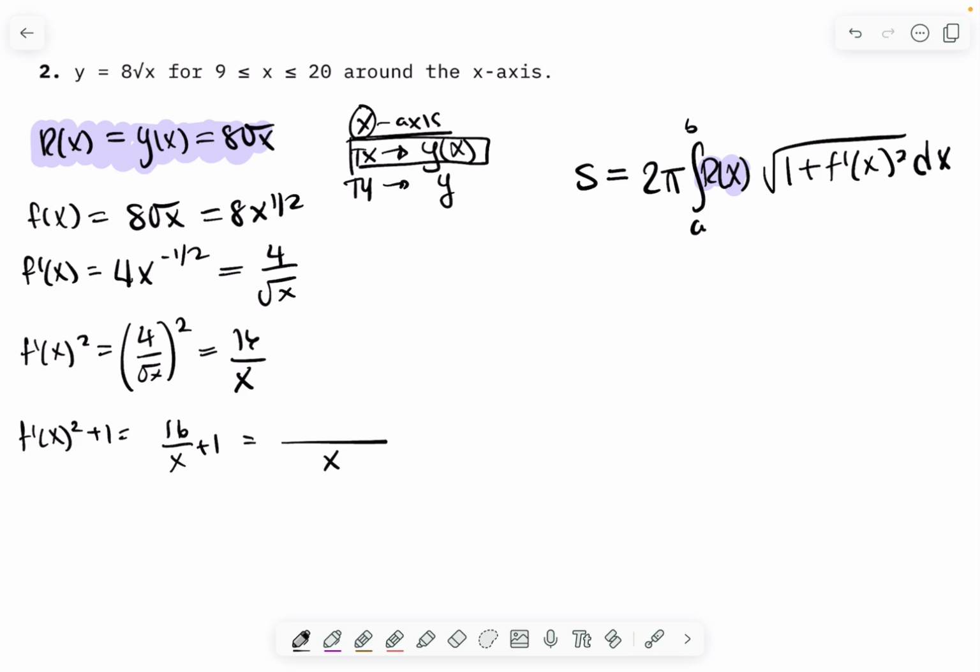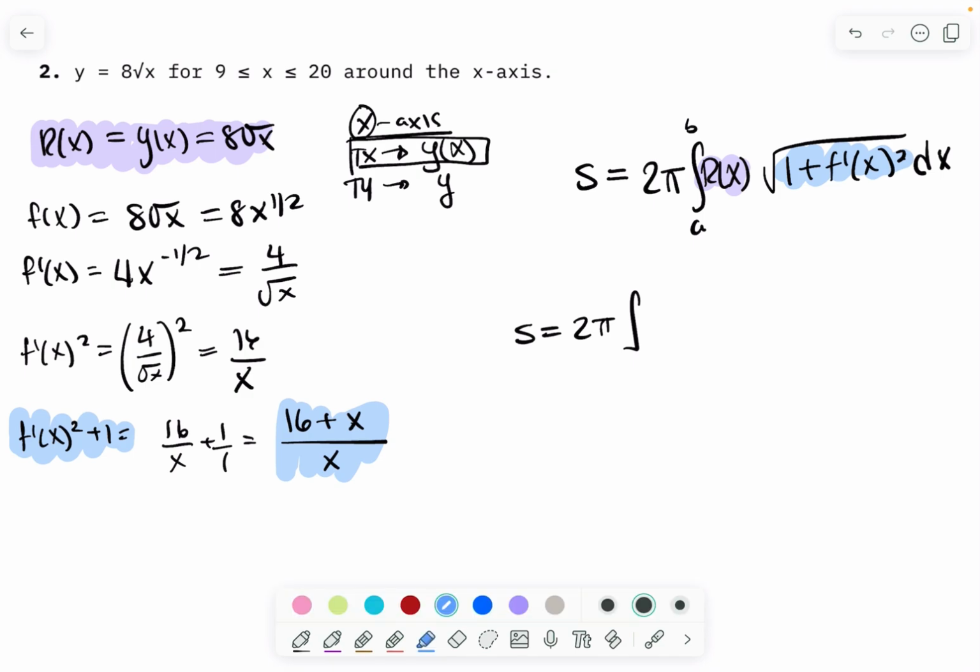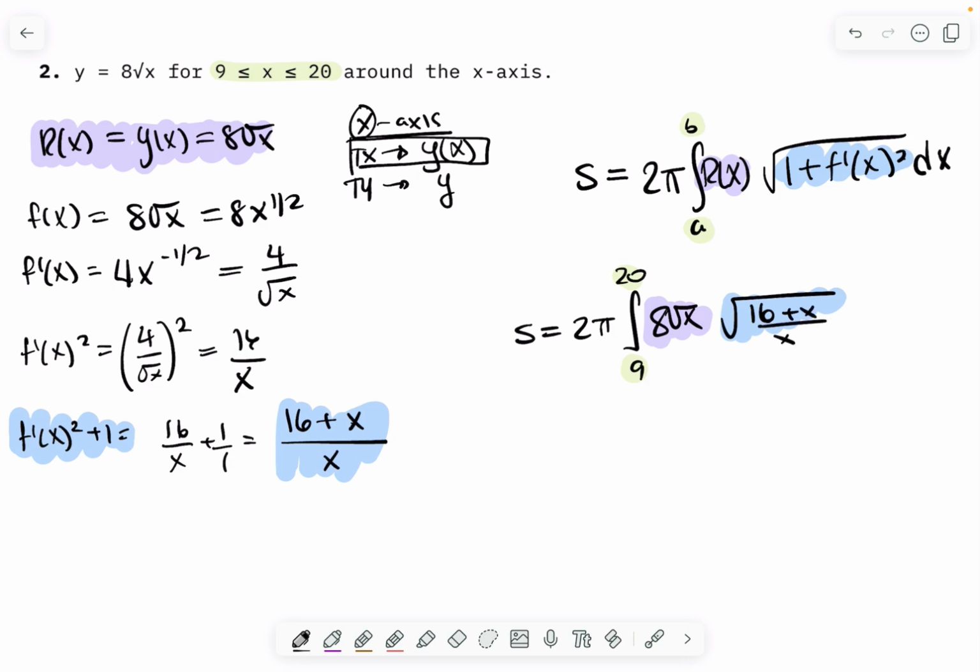So then the common denominator is x. This times what gives me x? 1, so 16 times 1, that's just 16. This times what gives me x? x, so it's going to have to be 1 times x, that's going to be x. So now I can plug everything into my formula. The surface area is equal to 2 pi integral from a to b, and a to b is 9 to 20, of my radius, which is 8 square root x, times this, which is the square root of 16 plus x over x dx.